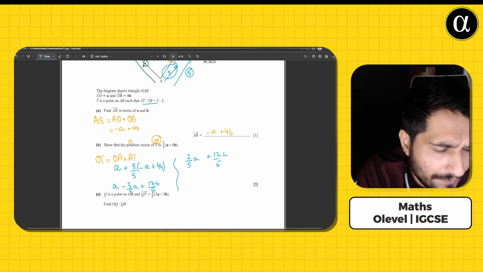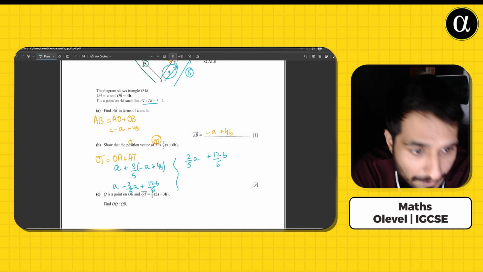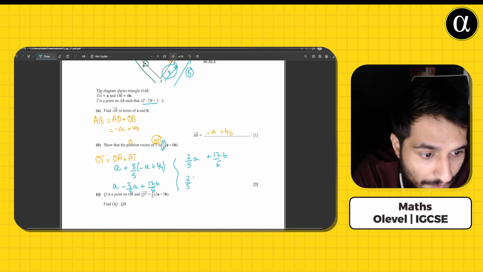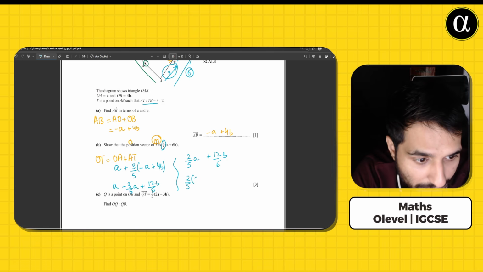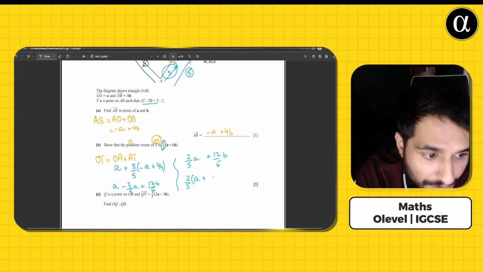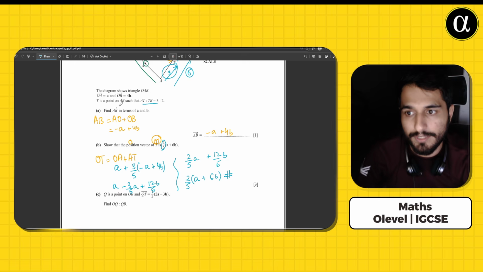We are almost done, but we're not exactly done. Why is that so? Because the examiner wanted us to answer in a specific format where he took 2 over 5 as common, so we are going to do that as well. When we take 2 over 5 as common, we are left with A plus, and when we take 2 as the common from the numerator, we'll be left with 6B, and 5 was also taken as common from the denominator, so this is going to be the answer as the examiner demanded.